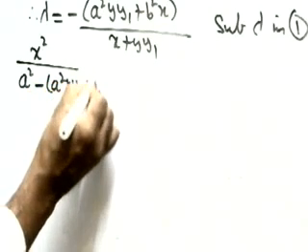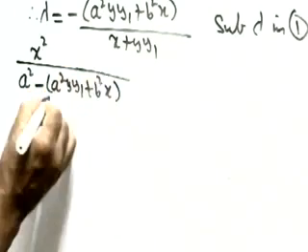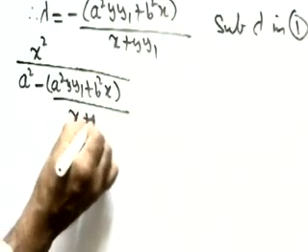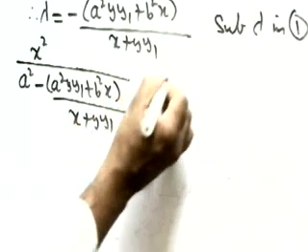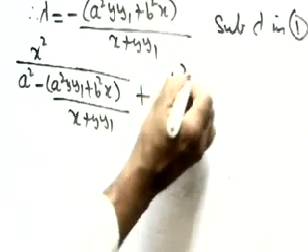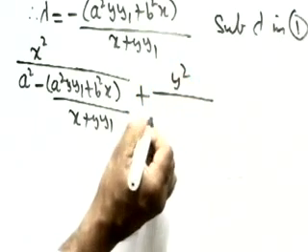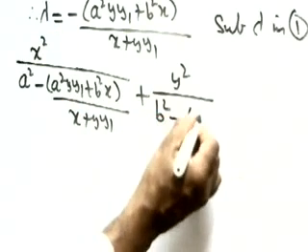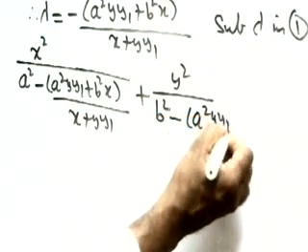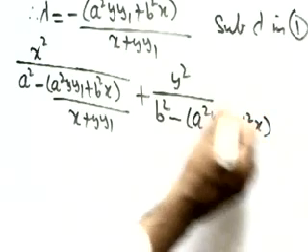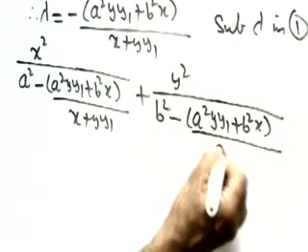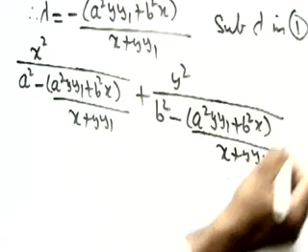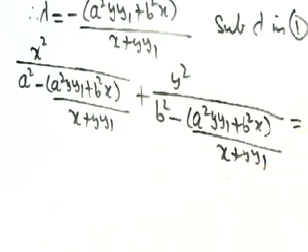Therefore, substituting in 1, x square divided by a square plus lambda, the value of lambda is minus of a square y1 plus b square x divided by x plus y1, plus y square by b square plus lambda, the value of lambda is minus of a square y1 plus b square x divided by x plus y1, equals to 1.